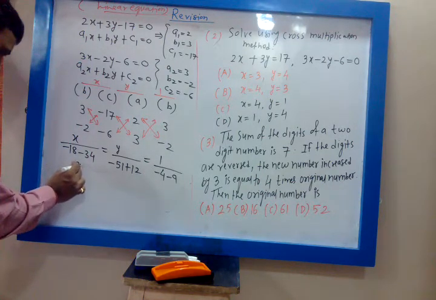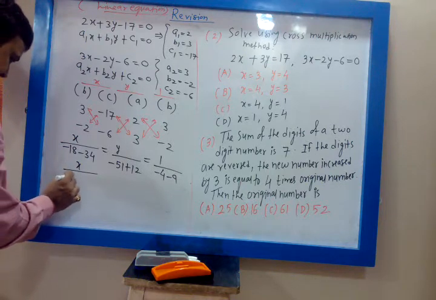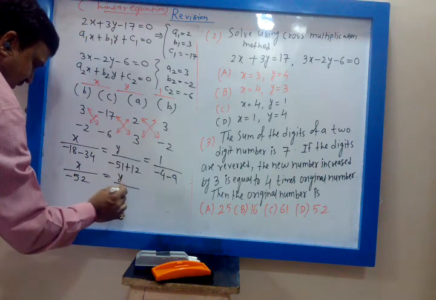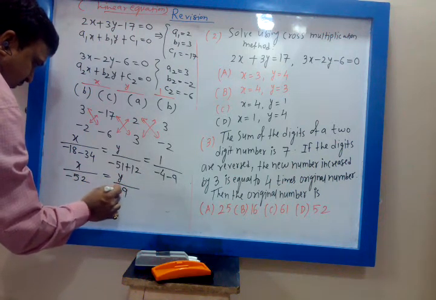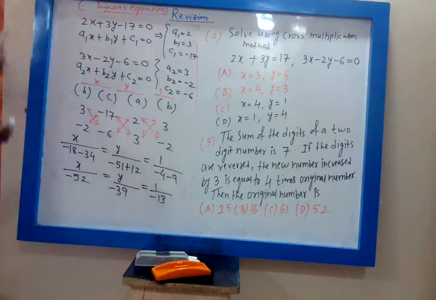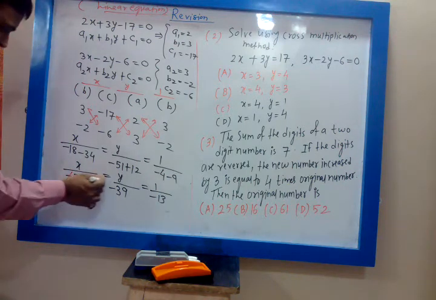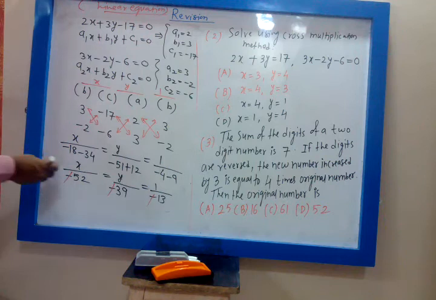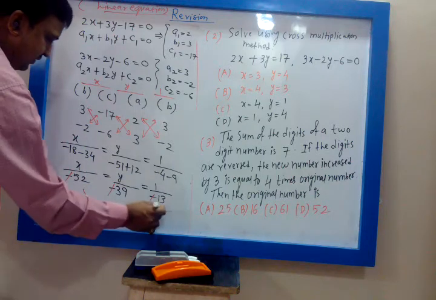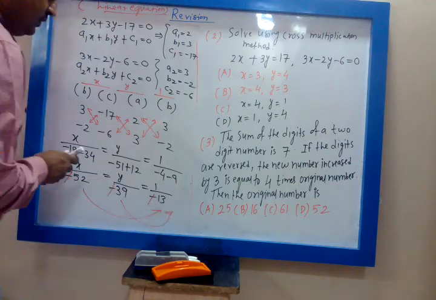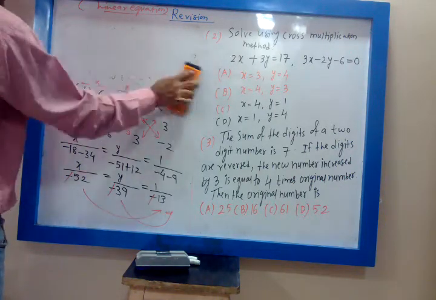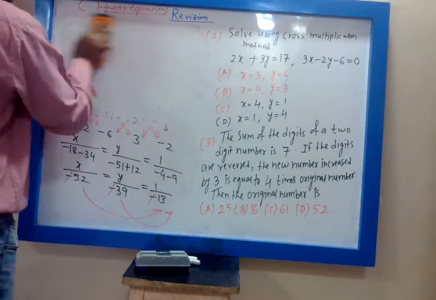So x upon minus 18 minus 34 is minus 52, is equal to y upon minus 51 plus 12, that is minus 39, is equal to 1 upon minus 13. The minus signs get cancelled. So by that way you will get x upon 52 is equal to y upon 39 is equal to 1 upon 13.